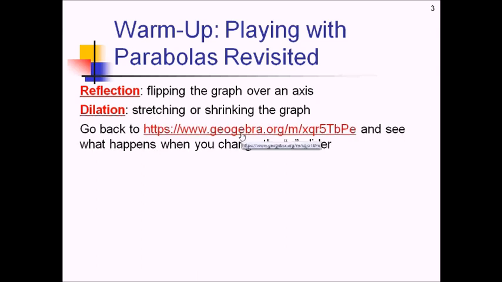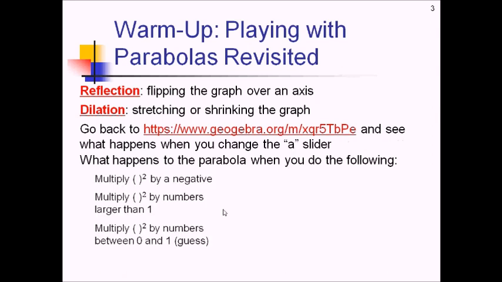So go to that GeoGebra site that we saw in the last lesson. There's the URL again, and see what happens when you change the A slider. We said we'd be getting to this one. So here's some things you can do with your A slider. See what happens when you multiply the whatever is squared by a negative, so make A negative. See what happens when your A becomes a number bigger than 1. Try to see what happens when your A becomes a number between 0 and 1.